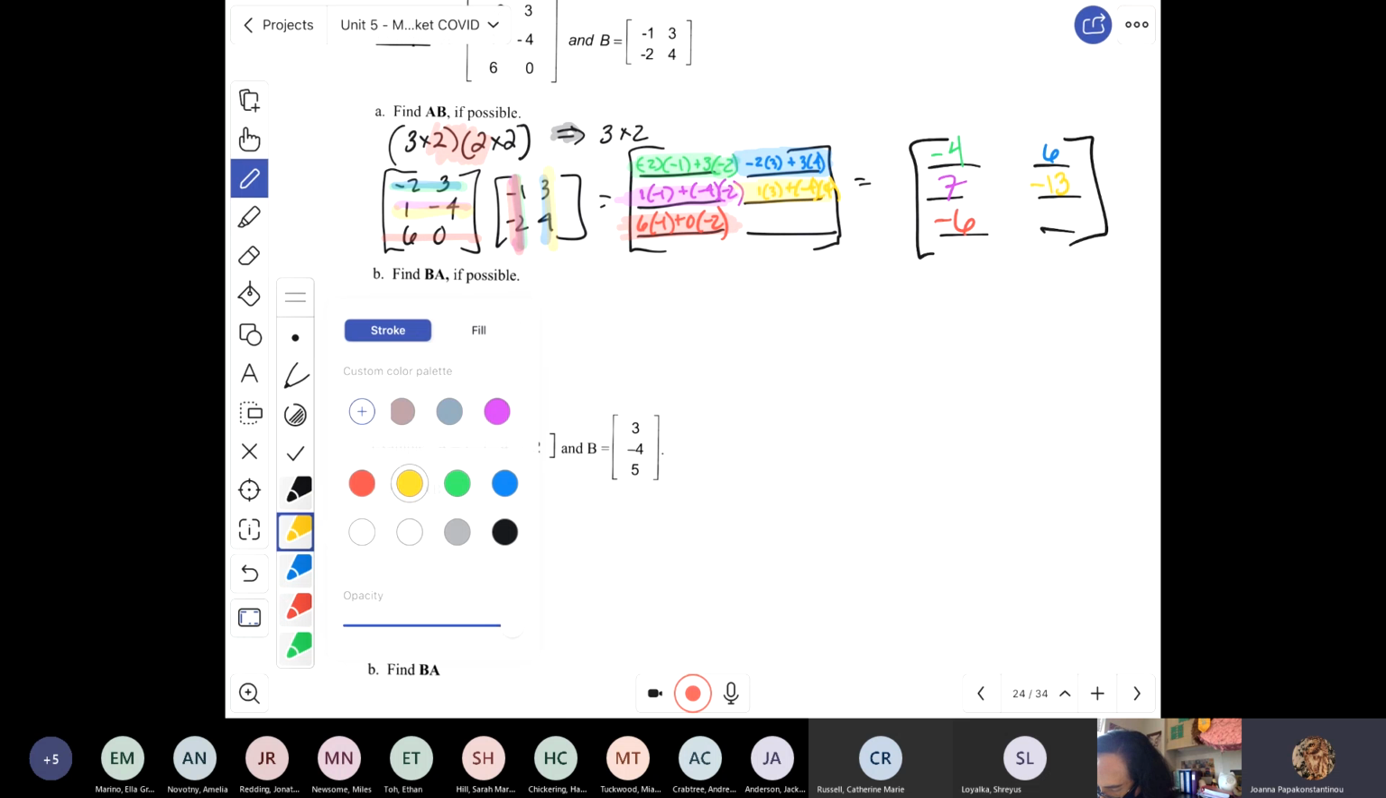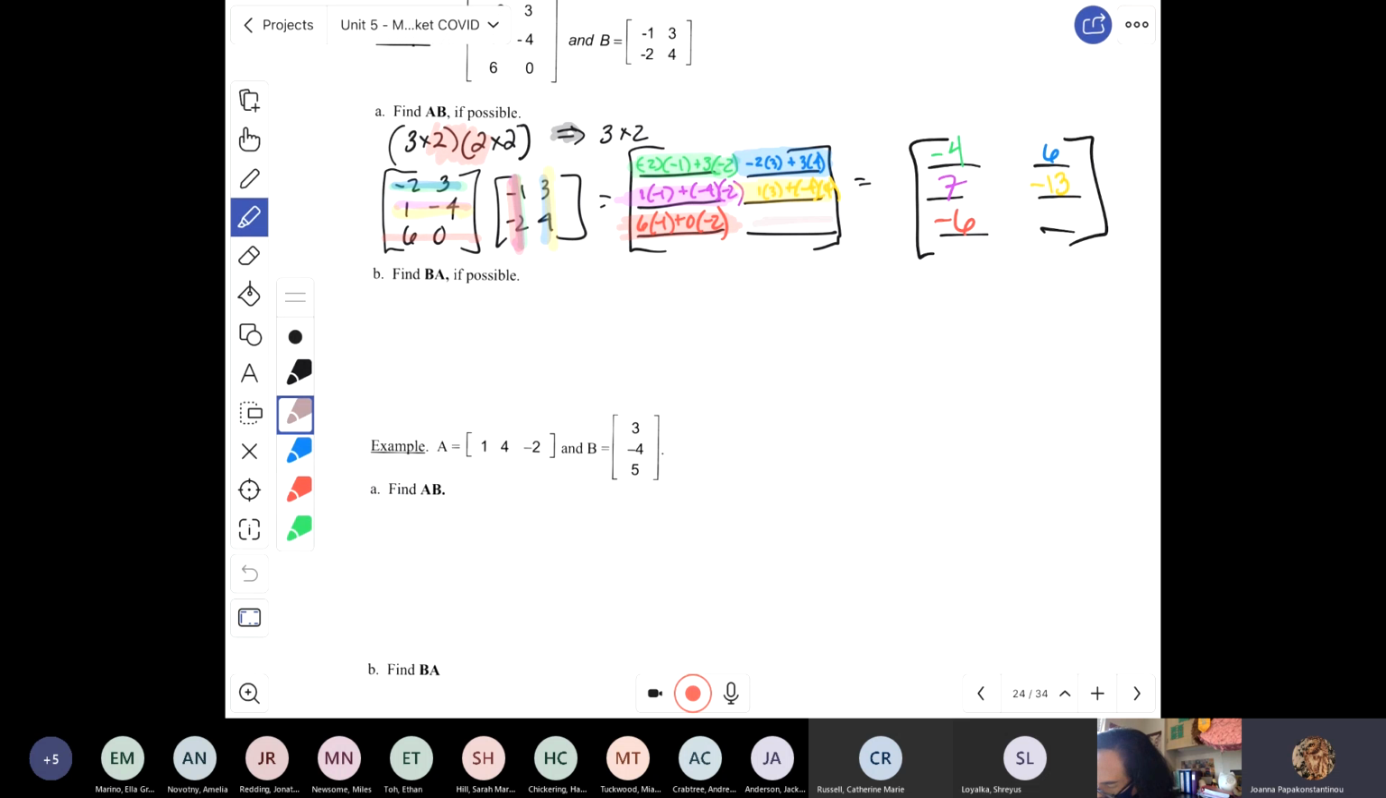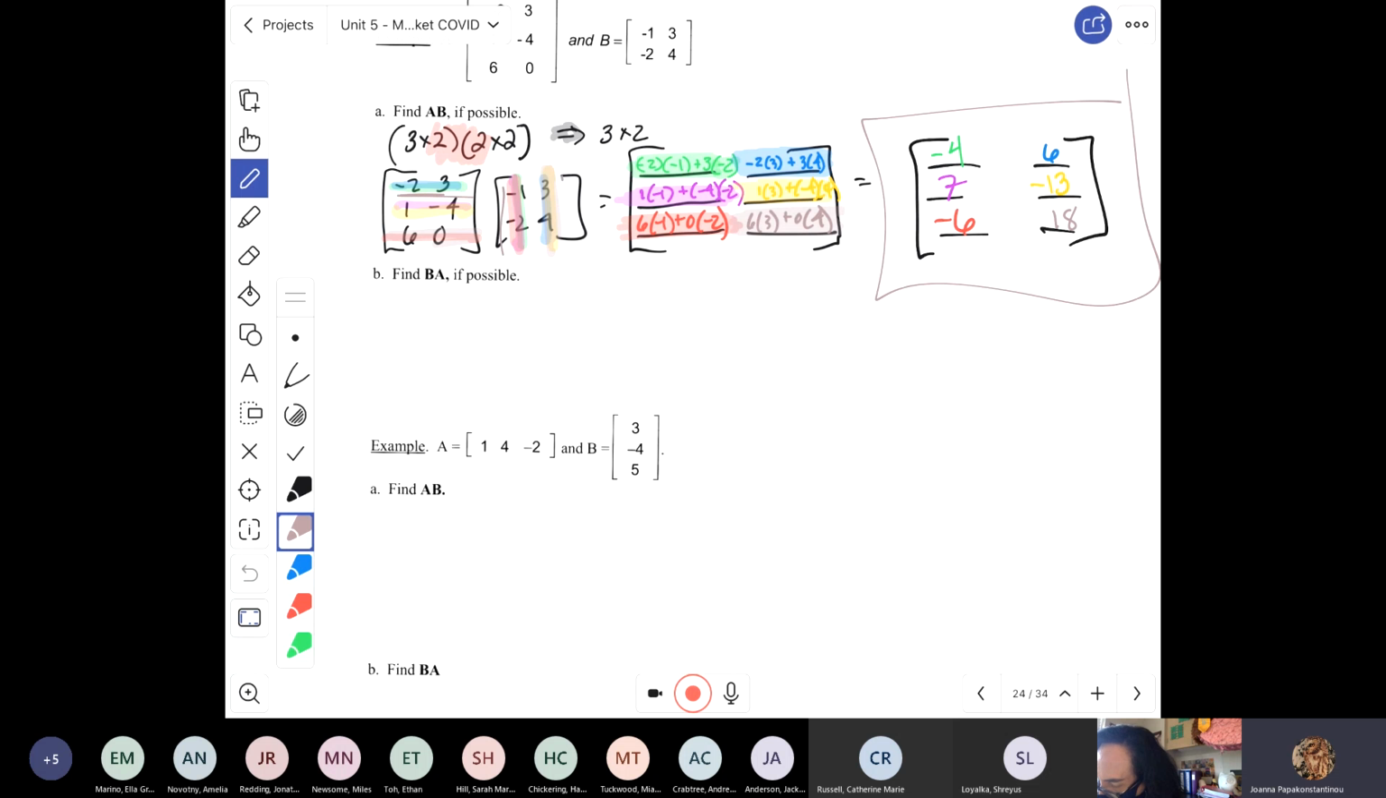And then this is what position? Third row, second column. Which would give me, and I'm done. So do you see this? 1, 1, 1, 2, 2, 1, 2, 2, 3, 1, 3, 2. I mean, you're just going through all the elements, all the positions.